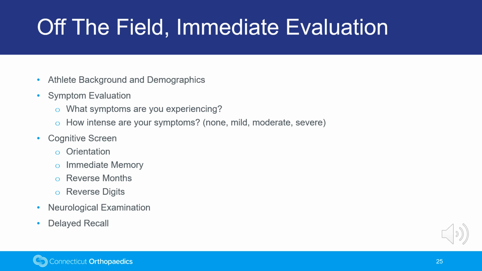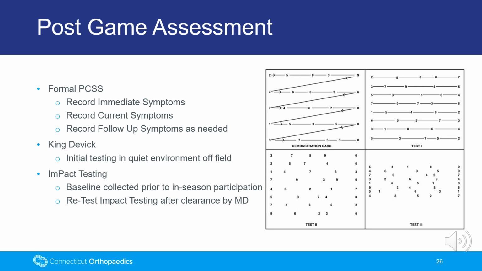Finally, a comprehensive neurological and cranial nerve exam will be performed with a final delayed recall of those first 5 words given to them: carpet, apple, bubble, saddle, and pencil. The post-game assessment is typically performed the following day.